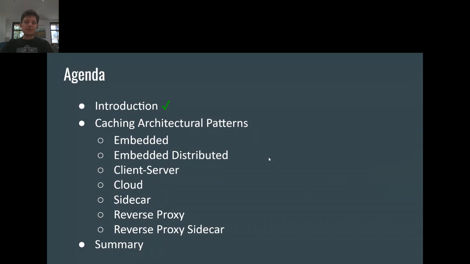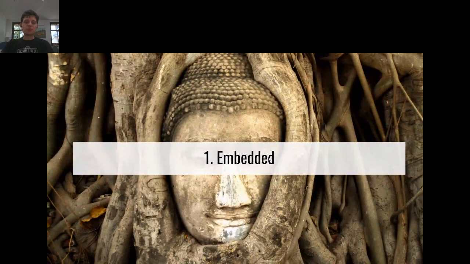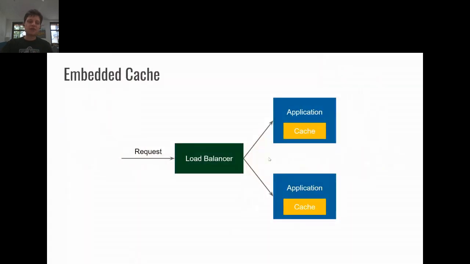So let's start from the first caching pattern, which is embedded cache. This is the simplest possible way you can do your caching. Here's the diagram for this caching pattern. In our scenario, the request goes to the load balancer. The load balancer forwards the traffic to one of the application services. And now inside of each application service, there is a cache embedded as a library.